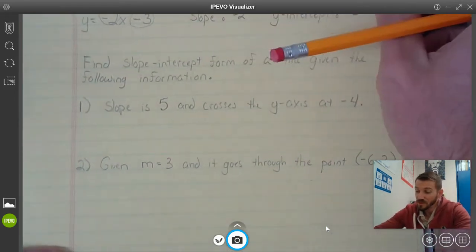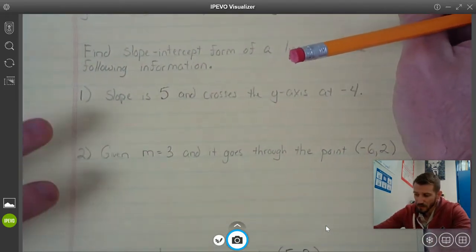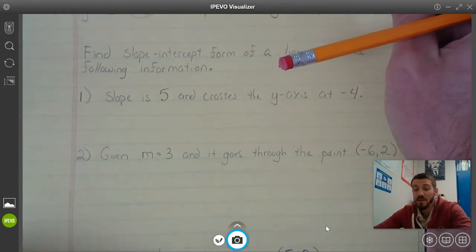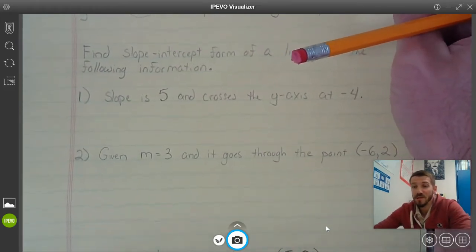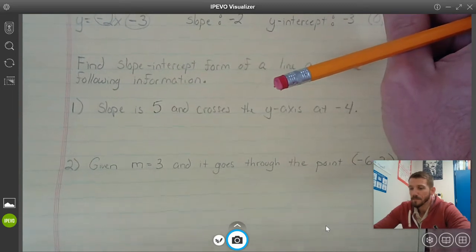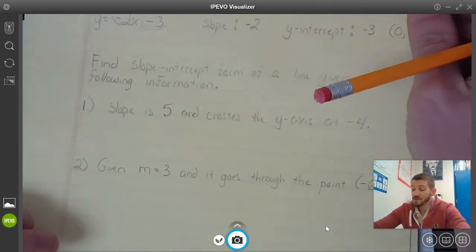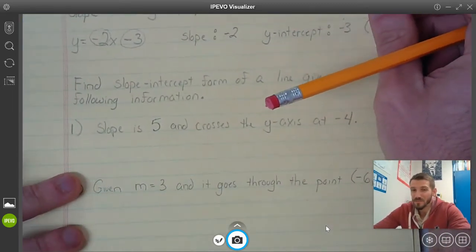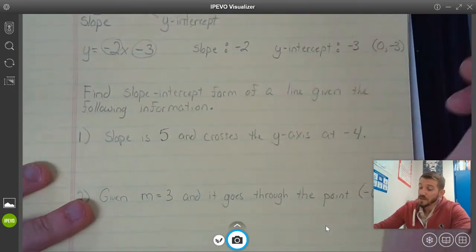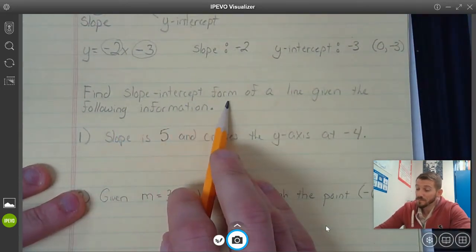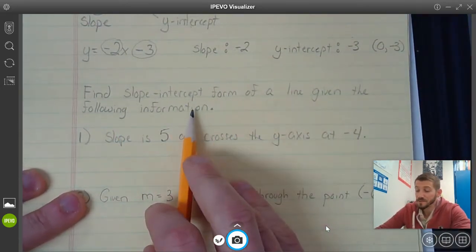We're really going to hit two things pretty hard. If we give you a point and a slope, and if we give you 2 points, you should still be able to come up with the equation of the line. So for starters, let's start with this one. This one's actually really easy, but find the slope-intercept form of a line given the following information.